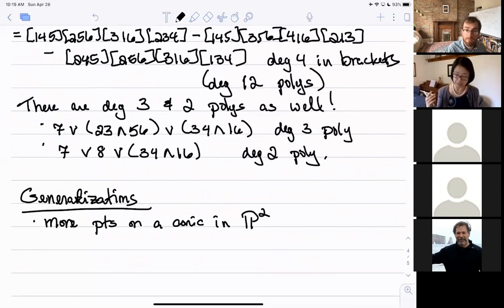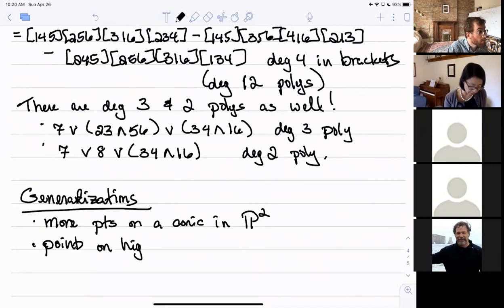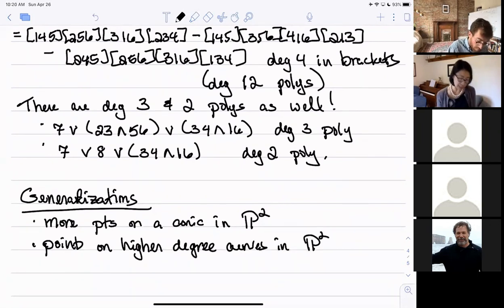And we can find lots of equations, non-trivial equations in the matroid varieties. You can put points on higher degree curves in P2. And here, one way of thinking about Pascal's theorem is as a special case of a Cayley-Bacharach type theorem. And so using Cayley-Bacharach, we're able to construct an infinite family of matroids where we can find some equations in the matroid varieties that aren't trivial.